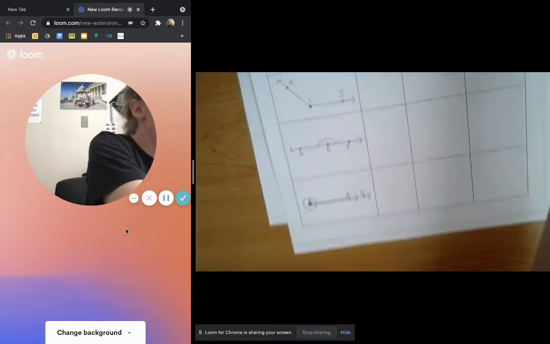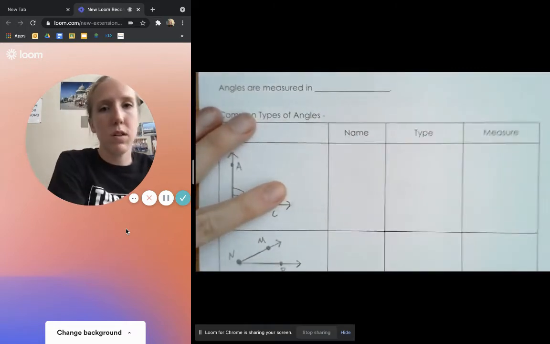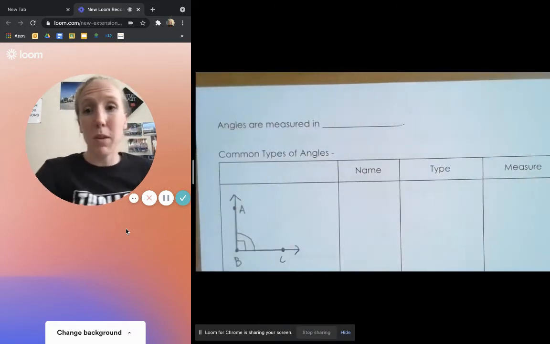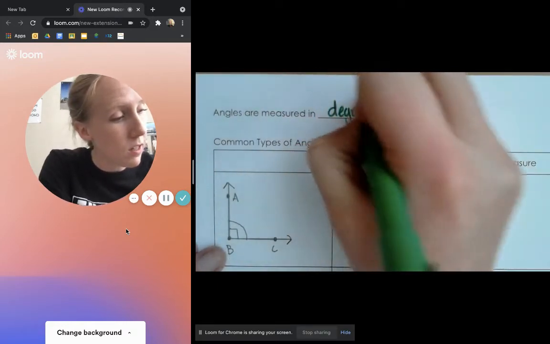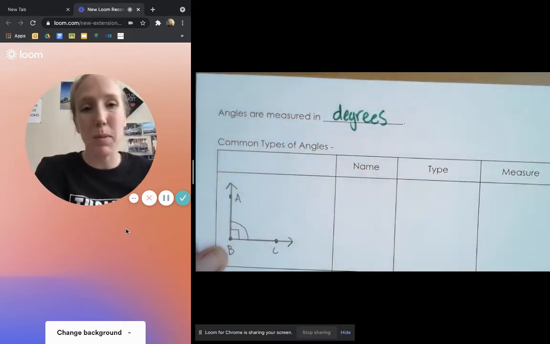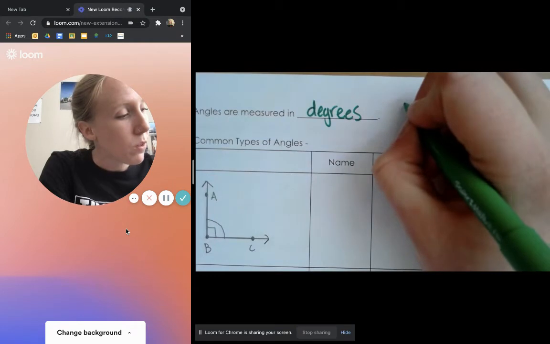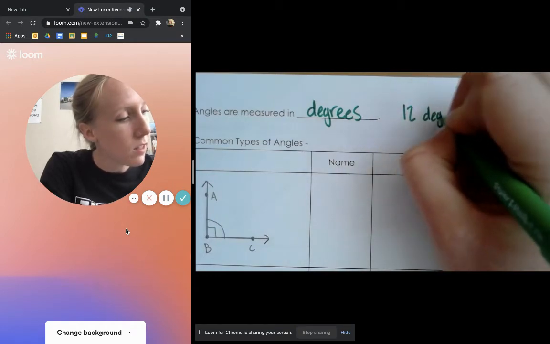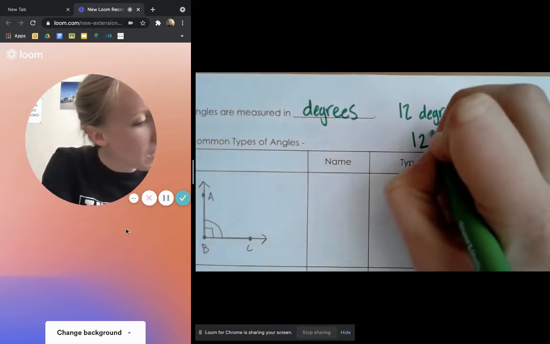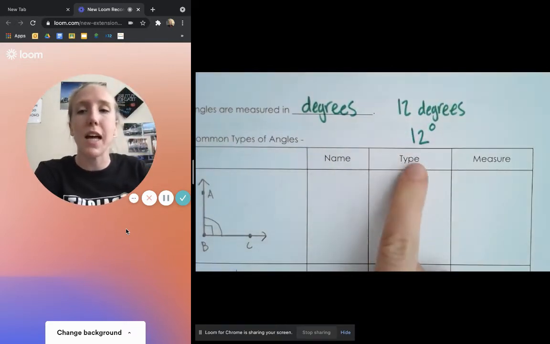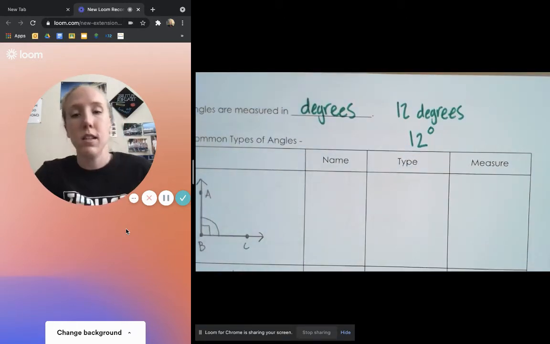All right. So something really important: angles are measured in degrees. Not like temperature degrees, but the symbol and the word is actually the same. If I'm saying that an angle is 12 degrees, how you write that is 12 with a little circle up there. That says 12 degrees. That is how you measure angles. The bigger the number, the more open the angle is.